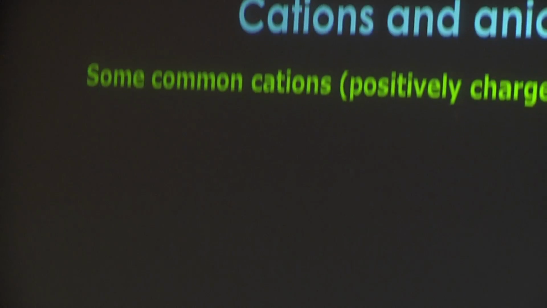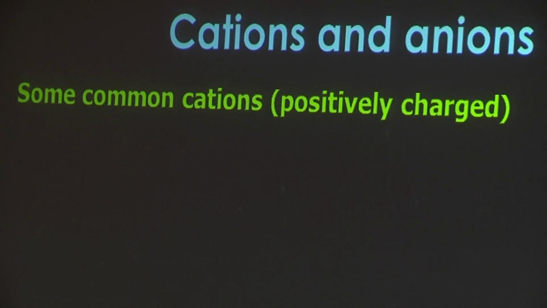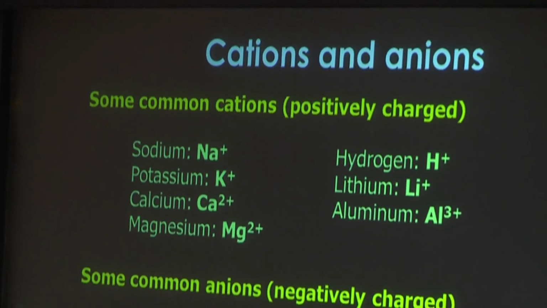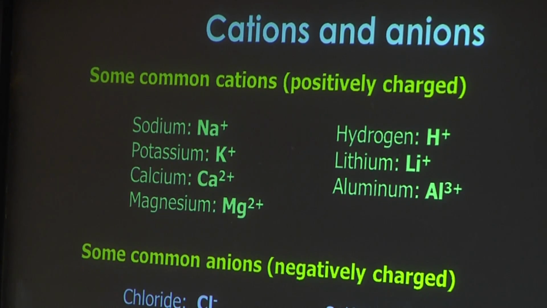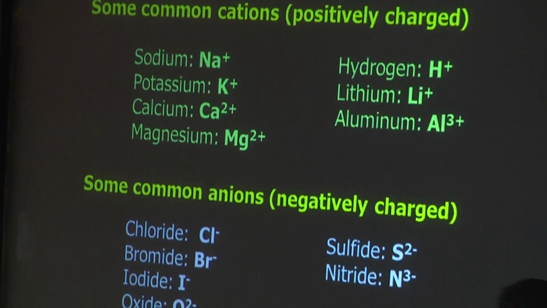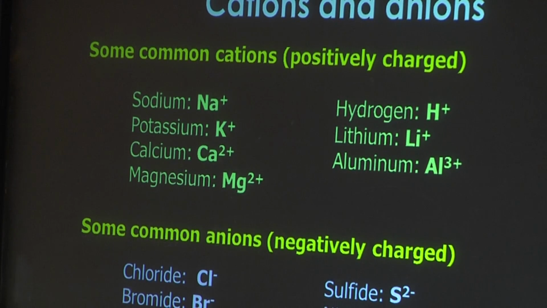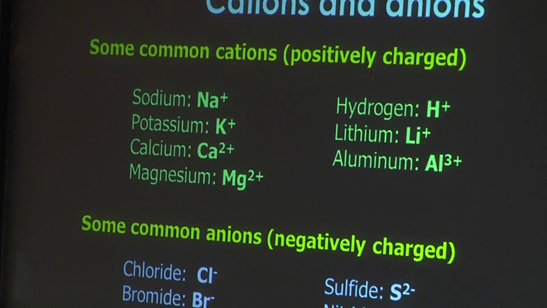And so this is going to be the last thing we see today. Positively charged ions are called cations, some common ones, right? Negatively charged ions are called anions. The positively charged ions, the cations, are just named for the element that they come from. So magnesium forms the magnesium cation. Aluminum forms the aluminum cation.